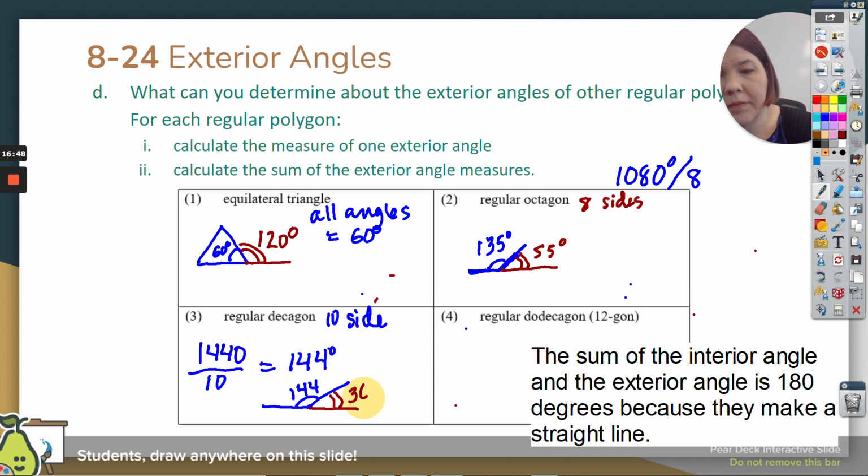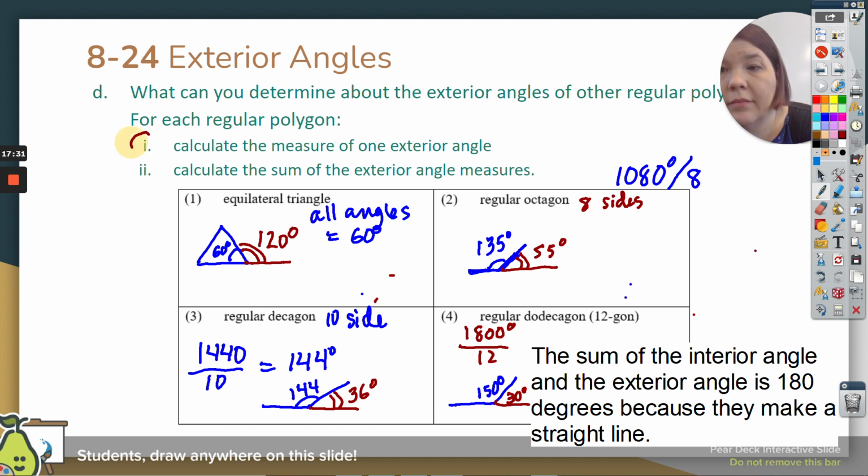Okay, and then 12 sides. 180 times 10 is 1800, divided by 12 is 150. So my exterior angle is 30. Okay, so we did part I.